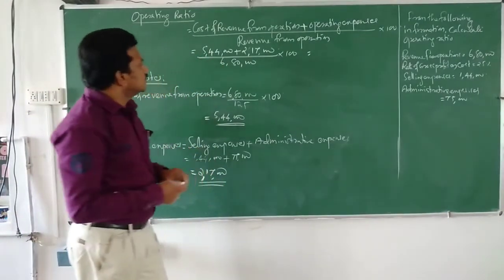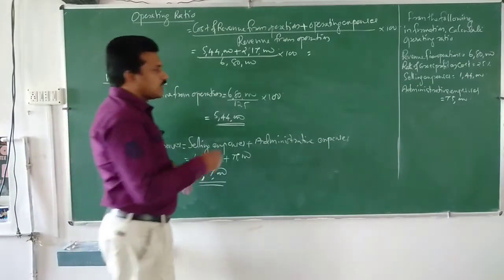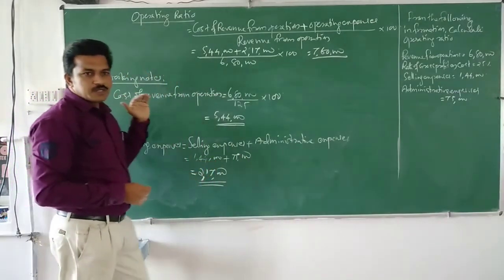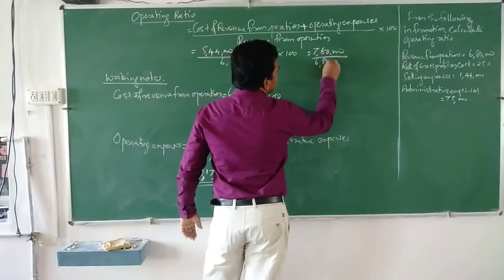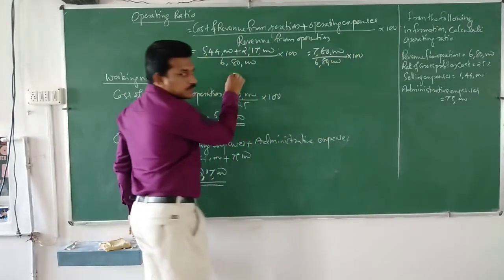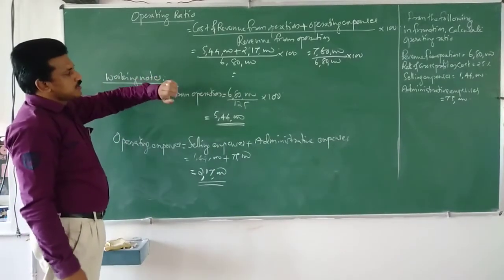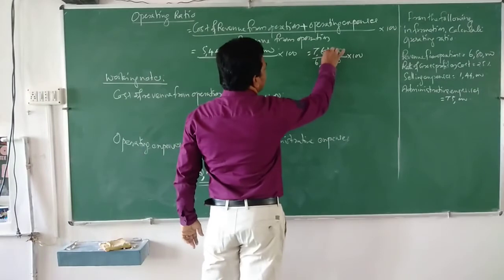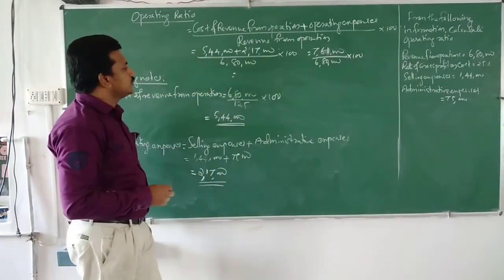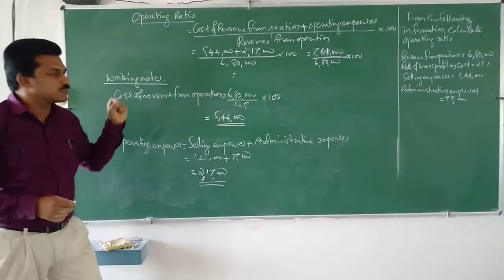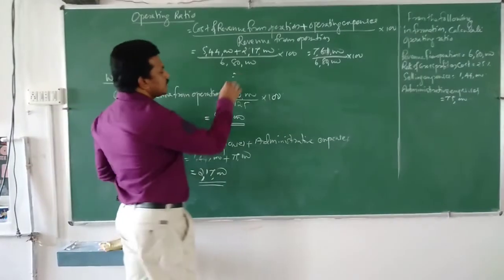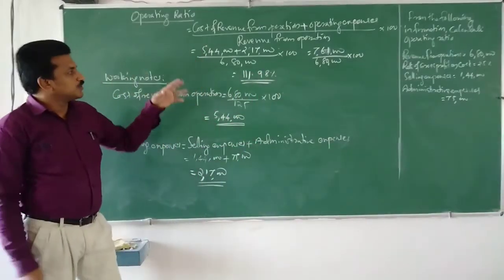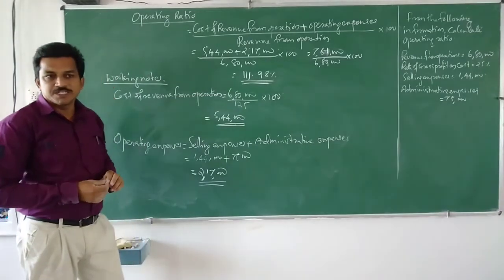So 7,60,000 divided by 6,80,000 into 100. 5,44,000 plus 2,17,000. Here it is a mistake. 7,61,000 divided by 6,80,000 into 100. So 7,61,000 divided by 6,80,000 into 100, we will get 111.98%. Okay. So this is the way of calculating operating ratio.